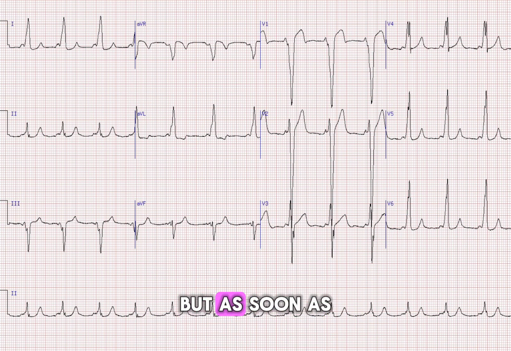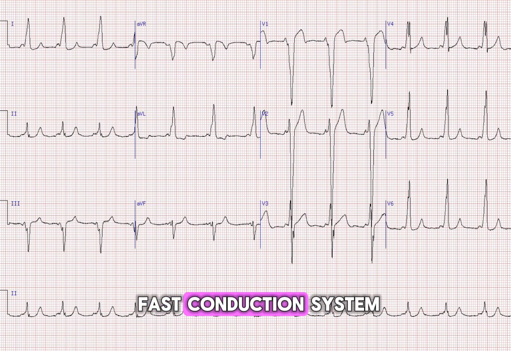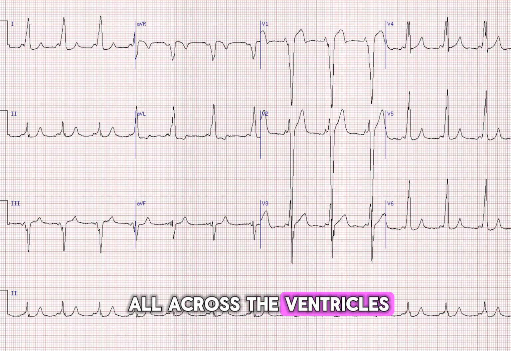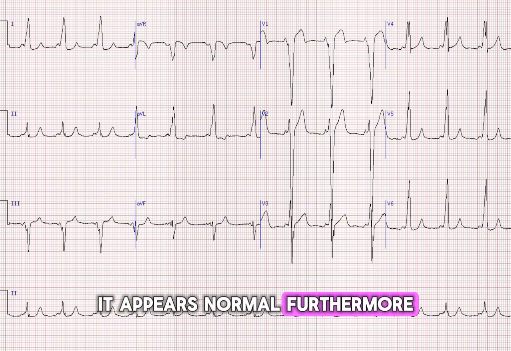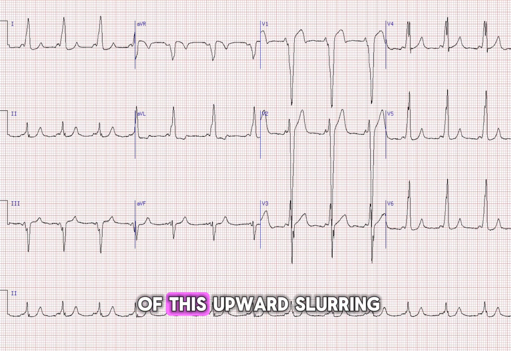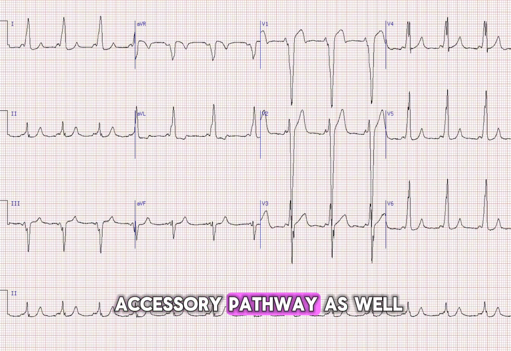But as soon as the impulse traveling through the AV node reaches the His-Purkinje system, which is a very fast conduction system, it transmits the impulse all across the ventricles, and it minimizes the effect of the initial impulse transmitted by the accessory pathway. And as a result, the terminal part of the QRS complex appears normal. Furthermore, based upon the direction of this upward slurring, also known as the delta wave, you can explain the exact location of this accessory pathway as well.